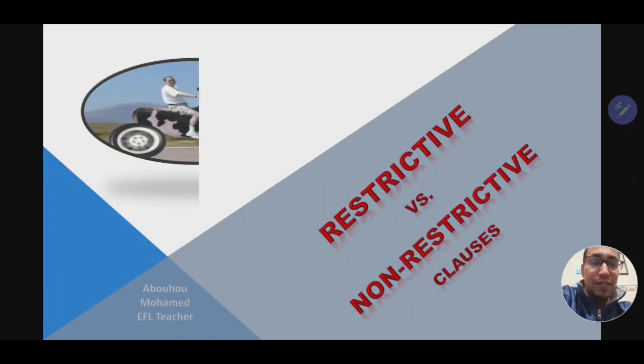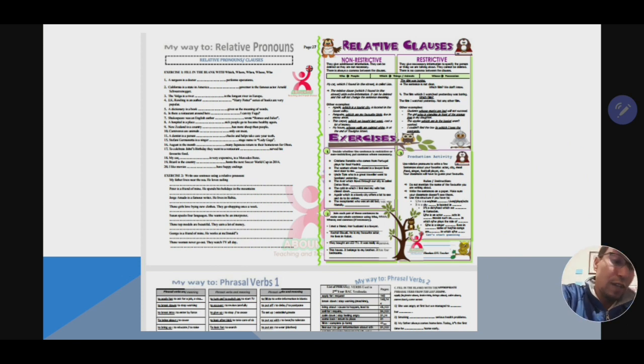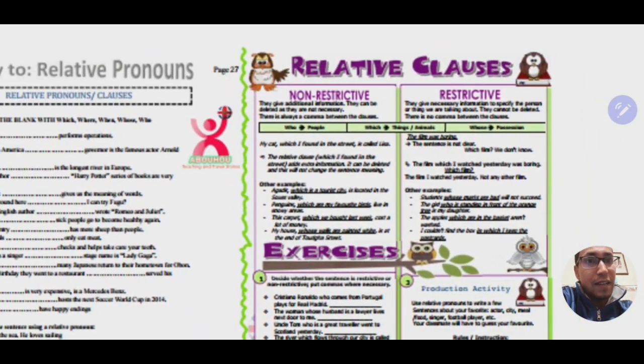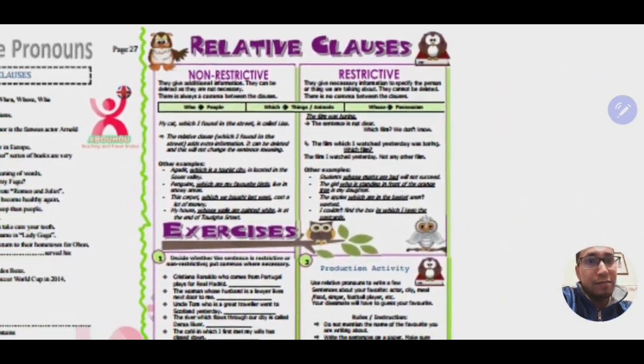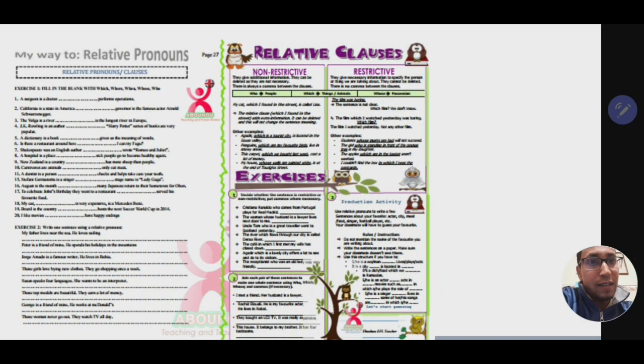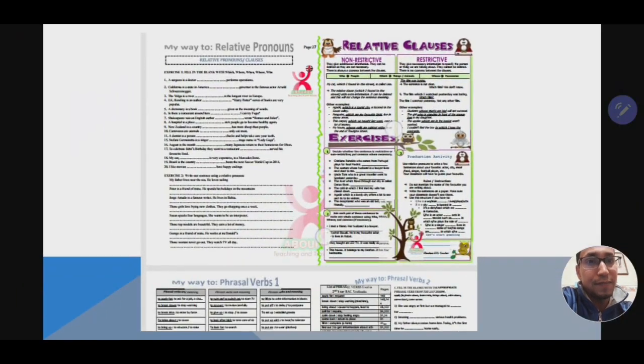So now the lesson begins. What we have just done is a little review about relative pronouns. Now the lesson begins of restrictive versus non-restrictive clauses. So now head to your My Way to English, not Gateway to English, My Way to English, and go to page 27. And then you will find something like this. The lesson on the right, which is non-restrictive and restrictive clauses. Now, assuming you are in this page, 27, let's begin.